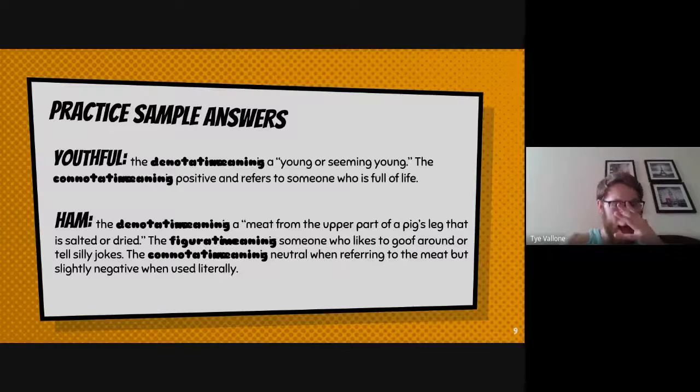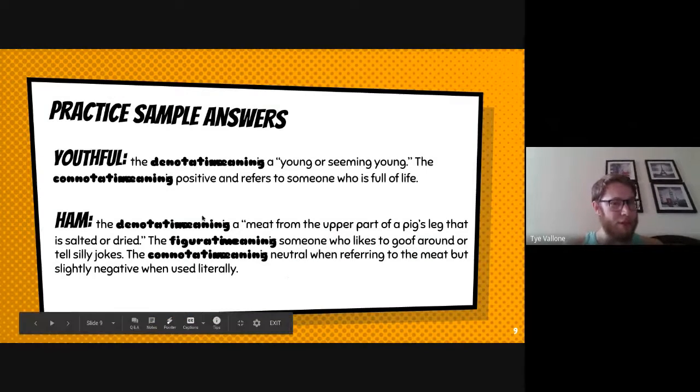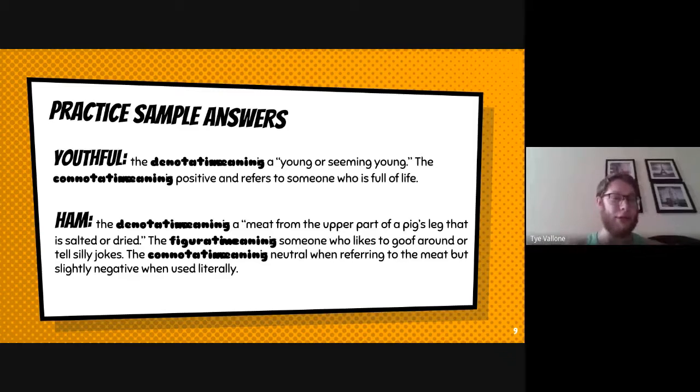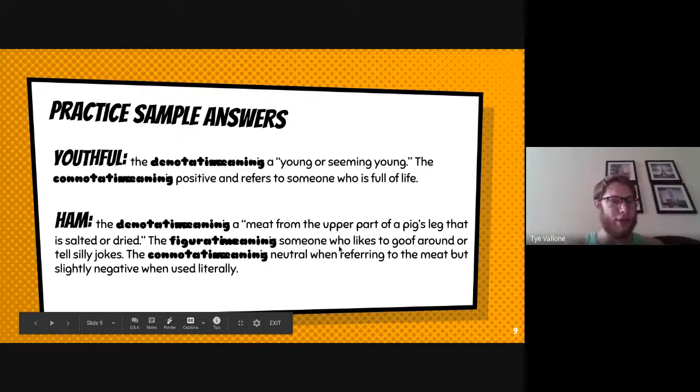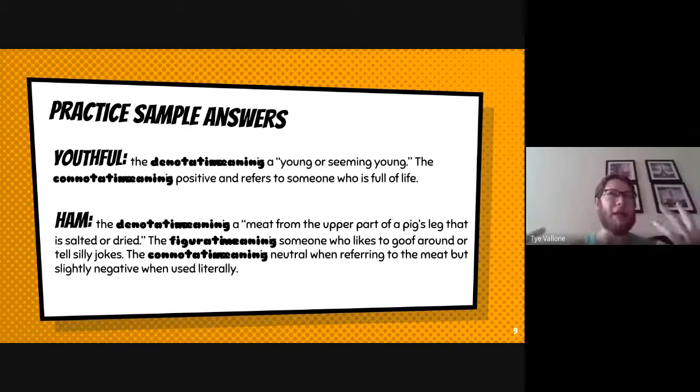And if we look at ham, the other example, right, the denotative meaning is a meat from the upper part of a pig's leg that is salted or dried. So literally, that's what ham means, right? But the figurative meaning is someone who likes to goof around or tell silly jokes. If I said, oh, this guy's a ham, I don't really mean he's meat from a pig. I mean he's a little bit silly. He likes to joke around. So that would be our figurative meaning.